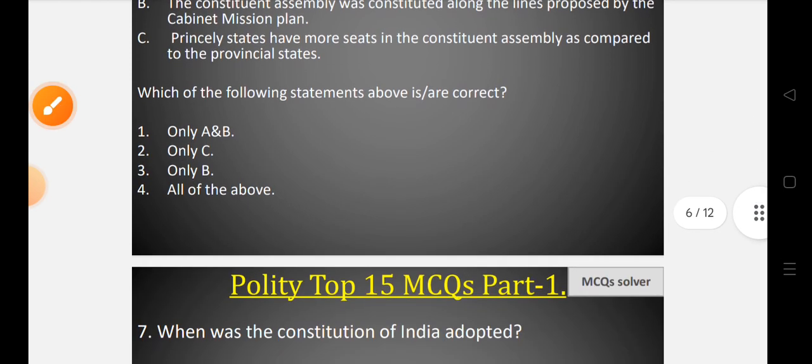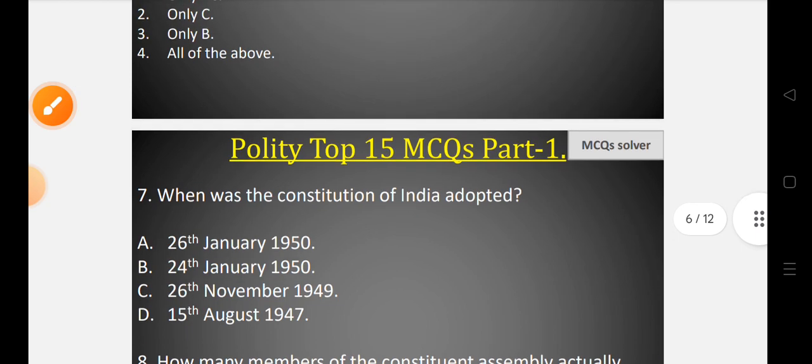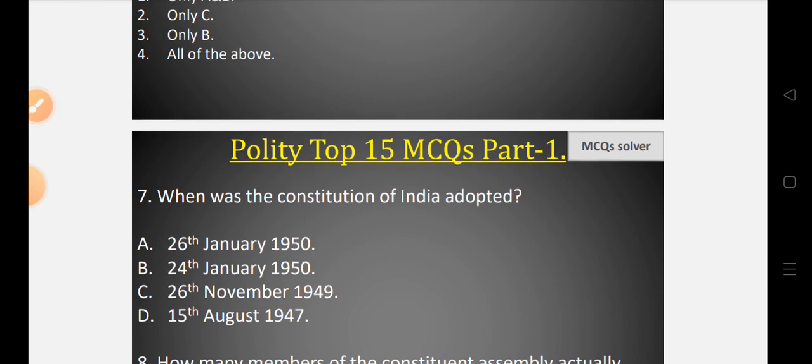Now let's look into question number 7. When was the Constitution of India adopted? Let's look into the options. Option A, 26th January 1950. Option B, 24th January 1950. Option C, 26th November 1949. Or option D, 15th August 1947.